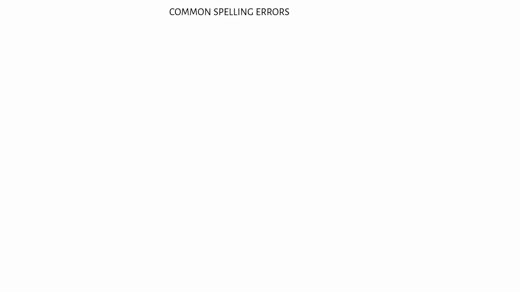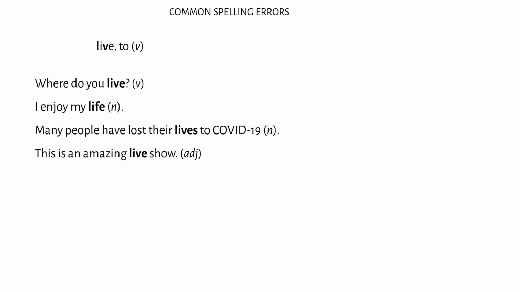Okay, let's have a look at some of the common spelling errors. We have the words live, life, lives, and live, right? All the same family of words. Where do you live? Which is a verb. I enjoy my life, a noun. Many people have lost their lives to COVID-19, a noun again. And this is an amazing live show. Live show, it's an adjective because it modifies show.